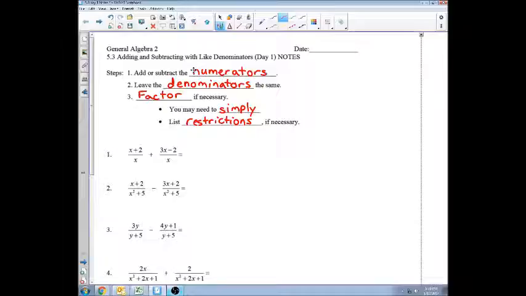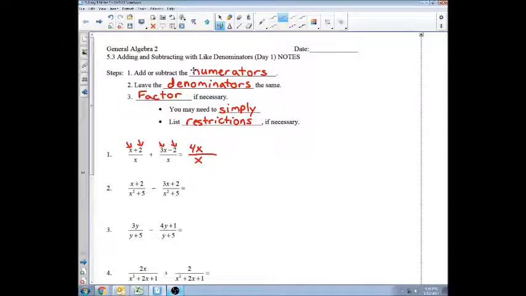Because our denominators are the same, we can go ahead and add this x and this 3x. Well, x plus 3x would get me 4x. 2 minus 2, or 2 plus negative 2, will get me 0. So those would actually cancel out. Now our denominator, we want to leave it alone. Since it is x in both, it will be x again in our answer. Now we're going to check and see if we can factor 4x and x. There's nothing we can factor.